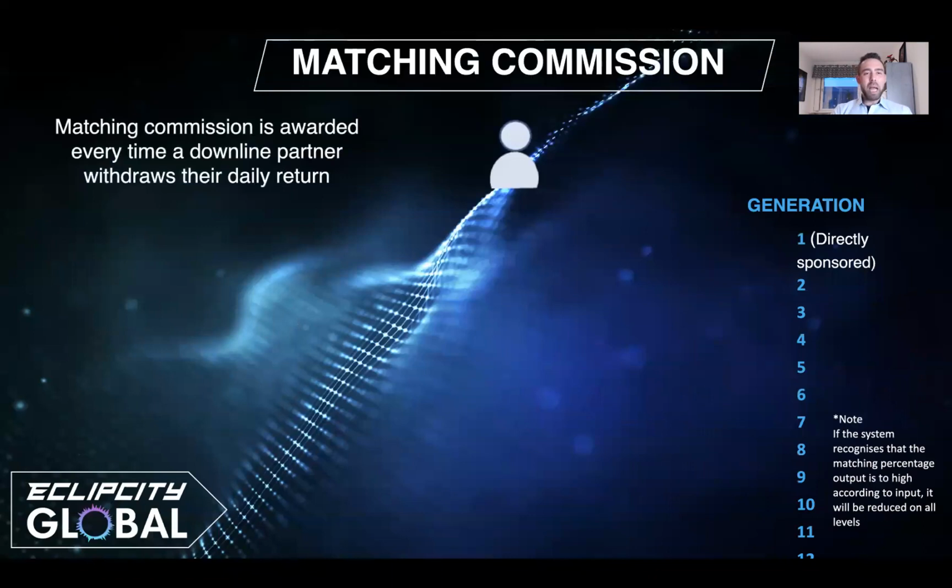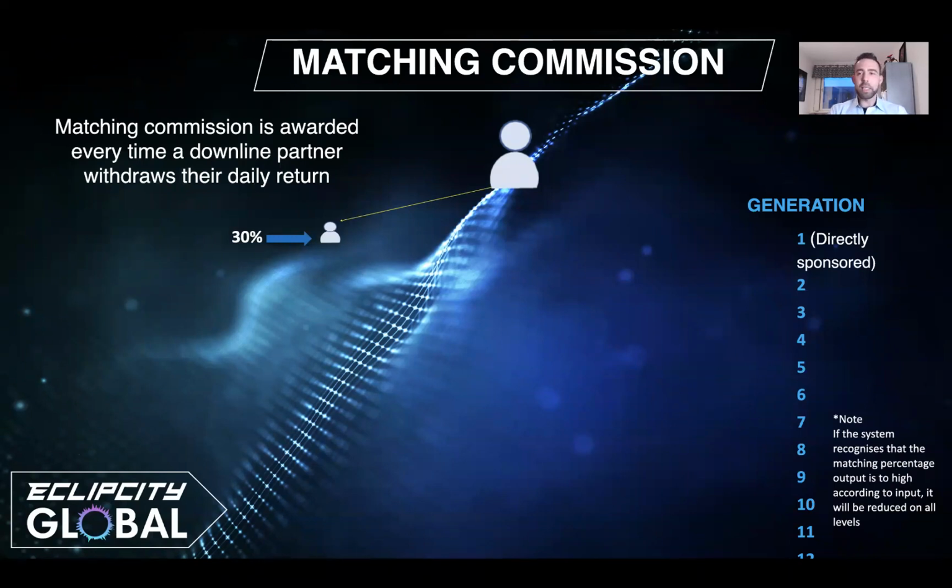Now, we have something called matching commission, and a matching commission is awarded every time a downline partner withdraws their daily return. So everyone in this entire community is receiving up to 1% daily. And if you're building a team, you will receive a matching commission when they make a withdrawal of this daily return. Now, on all directly sponsored, the persons that you brought in, you will receive a 30% match every single time they withdraw their daily return.